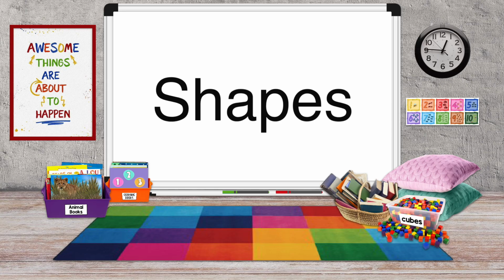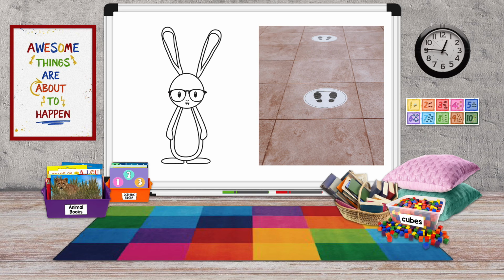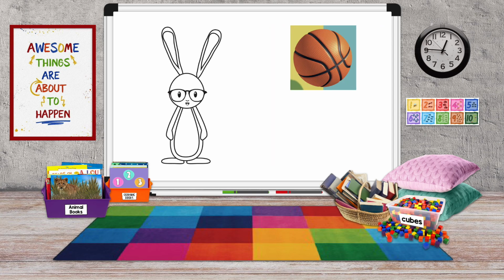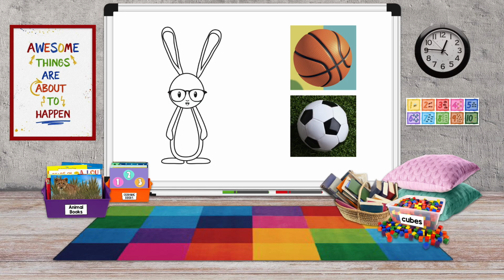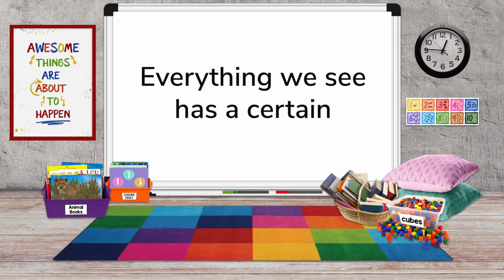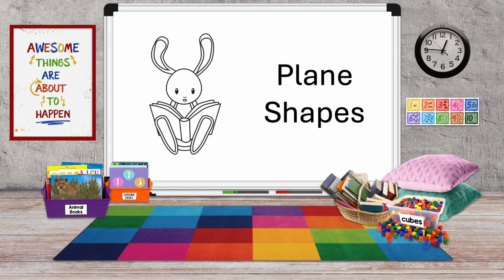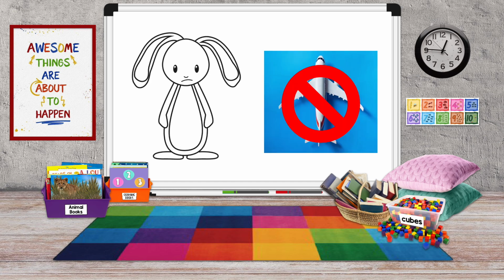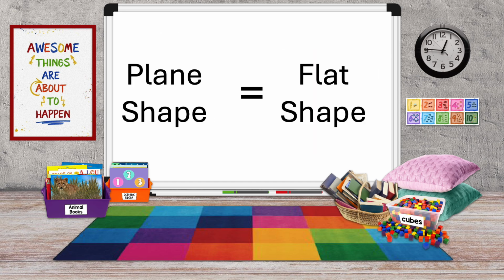Today we're going to take a look at something we see a lot of every day. Shapes. Look around. Tiles on the floor have a shape. Basketballs or soccer balls have shapes. Windows have a shape. Everything we see has a certain shape to it. Today we're going to take a look at plane shapes. No, that doesn't mean an airplane. A plane shape is a flat shape.